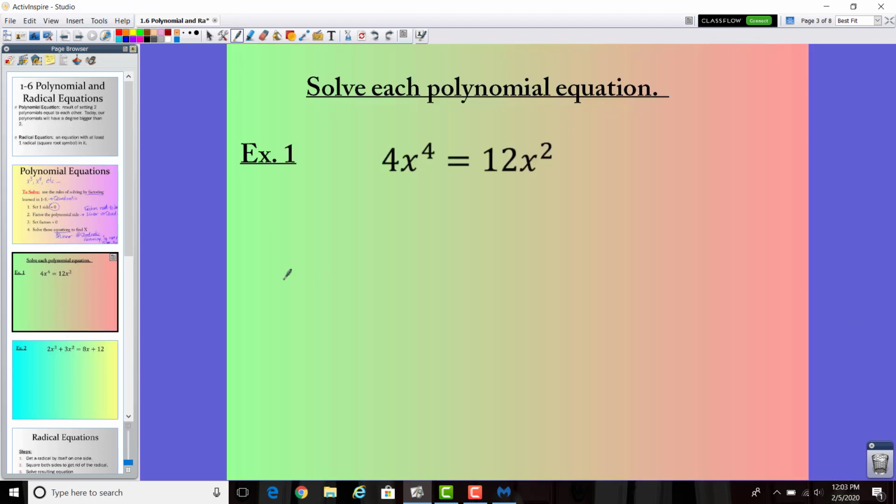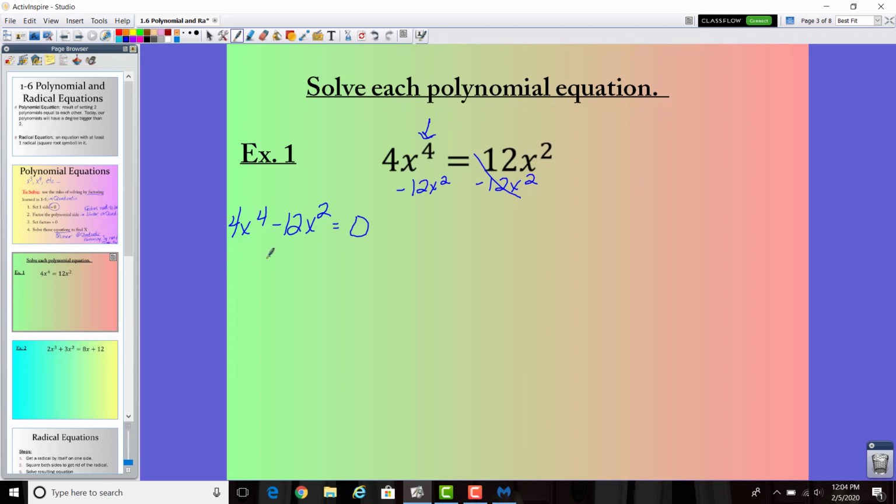Okay, so let's look at one. 4x to the fourth equals 12x squared. This is considered to be polynomial because our highest exponential term is 4. Okay, if it was only a 2, it would be still polynomial, but it would be a quadratic polynomial equation. So we want to make one side equal to 0, so we're going to subtract the 12x squared from both sides. That makes my right side 0, and it makes my left side 4x to the fourth minus 12x squared. Now we're going to factor this polynomial. Remember, we want our factors to be linear or quadratic. This is a 2-term polynomial. Difference of 2 squares, it is not, because 12 is not a perfect square.